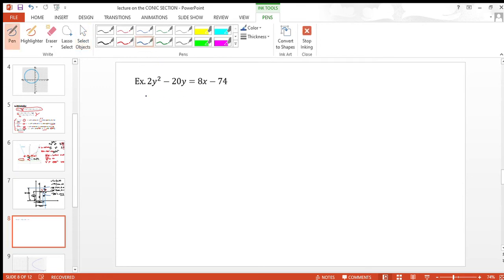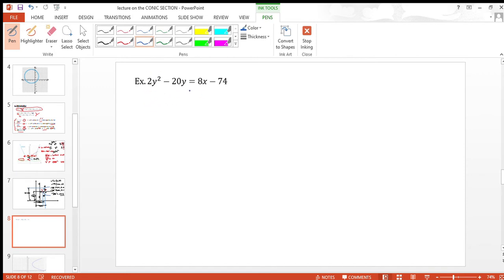Let's have an example. So let's say we have this example: 2y squared minus 20y equals 8x plus negative 74. If we reduce this to the standard form, what will be the procedure?